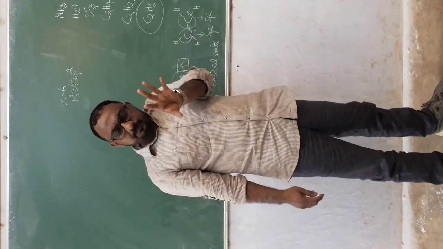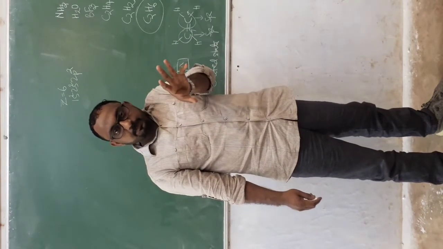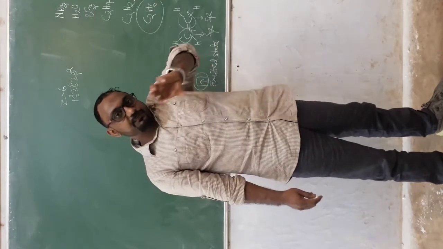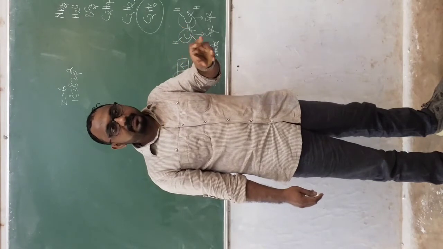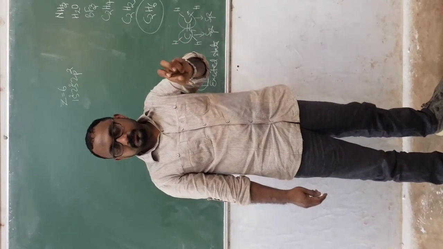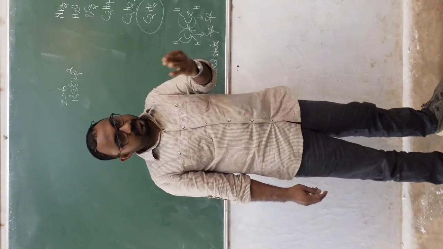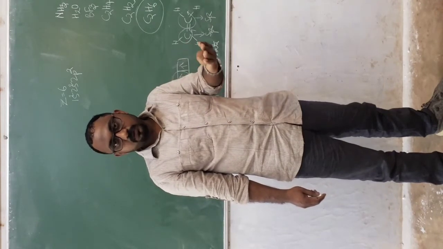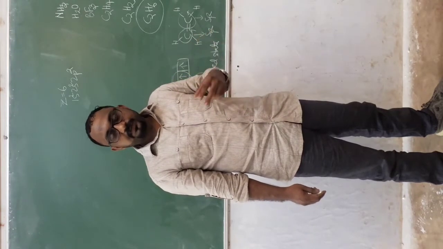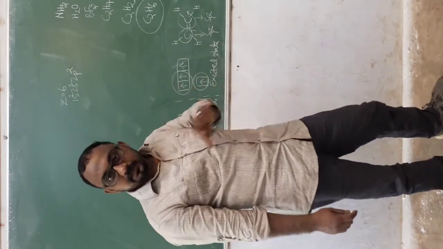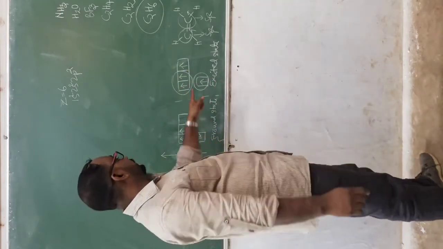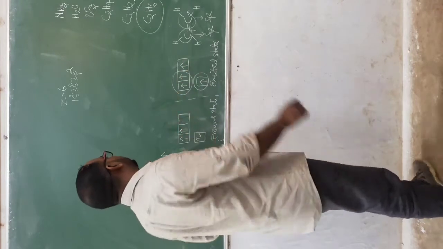Just like in VSEPR theory, if these many pairs of electrons are there, what is the shape of the molecule? The same way, if so many hybrid orbitals are there, that is the shape of the hybrid orbitals. So if it is 2, linear; if it is 3, trigonal planar; if it is 4, tetrahedral; if it is 5, trigonal bipyramidal; if it is 6, octahedral. That's how the shape is, just like in VSEPR theory. So here it is sp2, trigonal planar.